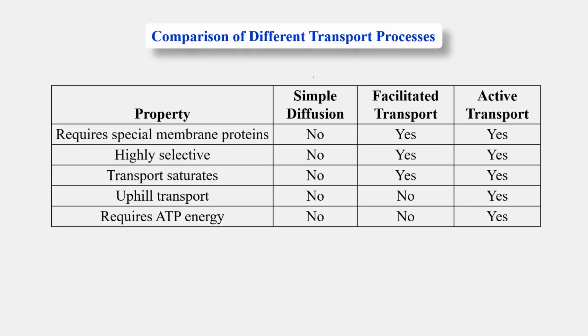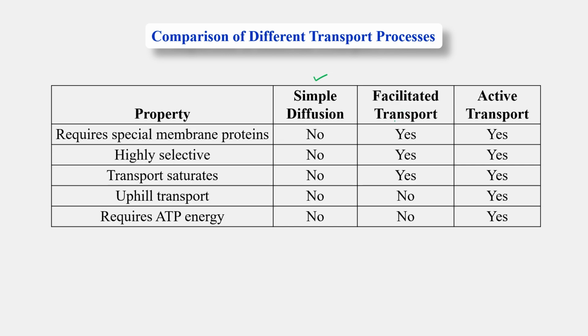Now, comparison of different transport processes. As you know, this is simple transport. Does simple transport require any membrane protein? No, just concentration gradient, it doesn't require any kind of protein. Are these highly selective? No. Does saturation occur, or does it saturate? No. Is simple transportation an uphill transportation? No, because according to the concentration gradient, high concentration to low concentration, it doesn't require any kind of ATP molecule or uphill transportation system, right?